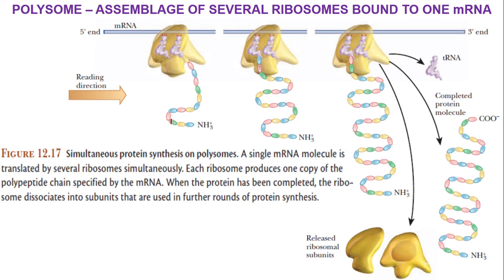And how do we identify which ribosome joined first and which ribosome joined last? Very simple. Which one of them is carrying the longest polypeptide chain? That is the first attached one. Which one of them is carrying the shortest polypeptide chain? That one is the latest one.